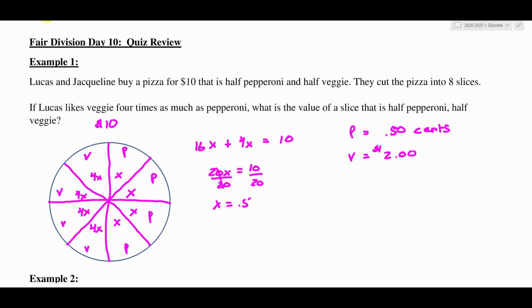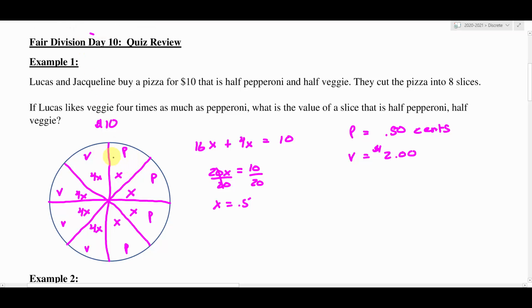Most of you did well on this example on the previous quiz, but when it asked for a slice that was half pepperoni, half veggie, there was some struggle. So I made sure to pick an example where this happened, and I want to show you what they're talking about here. So if this confused you, hopefully this will clear it up.